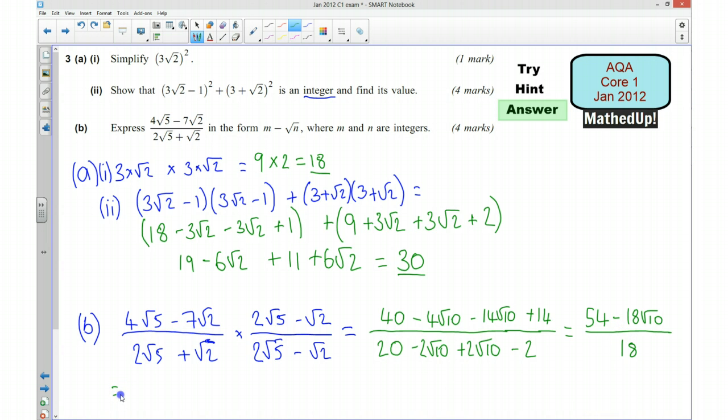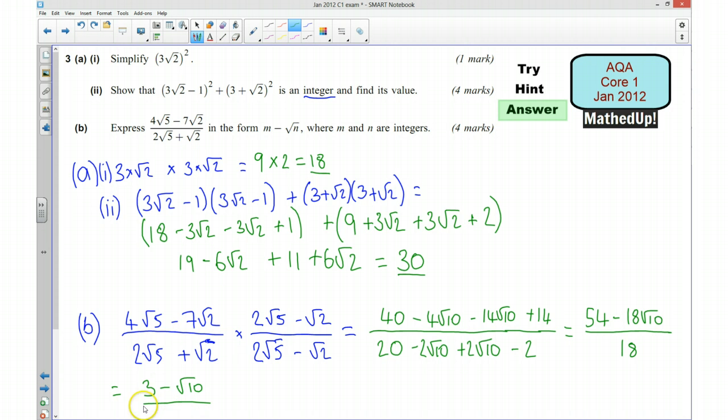Okay, so we're almost done. And notice that the denominator has now become a rational number, and remember we want it in this form. So 54 take away 18 root 10 divided by 18. Well, I can do 54 divided by 18, which is going to give me 3. And then I've got take away 18 root 10 divided by 18, which is just going to give me 1 root 10. So that's just going to be subtract root 10.